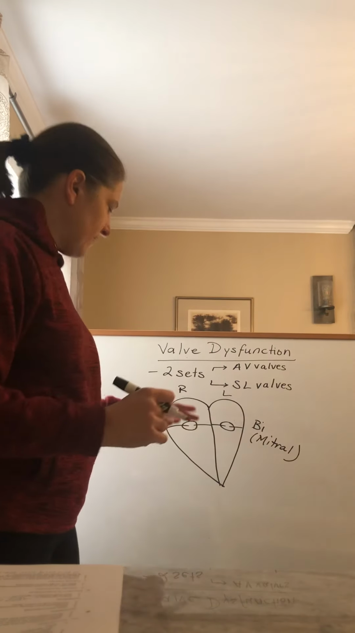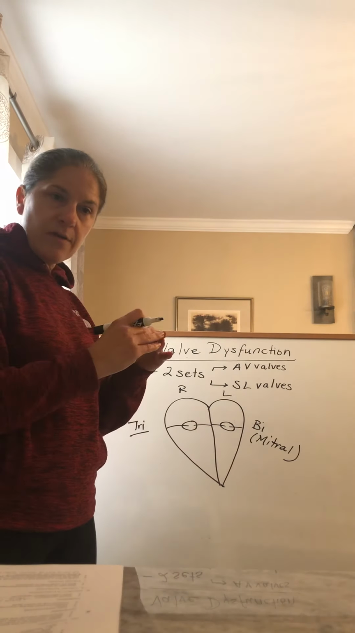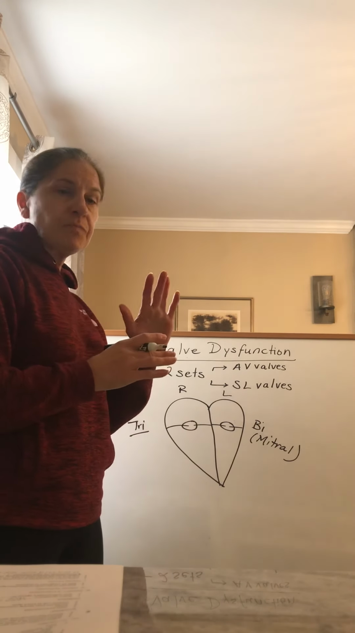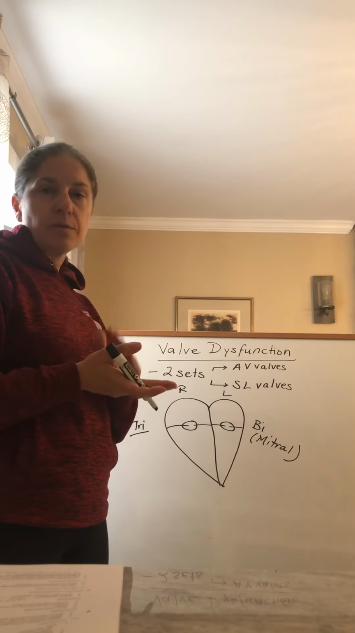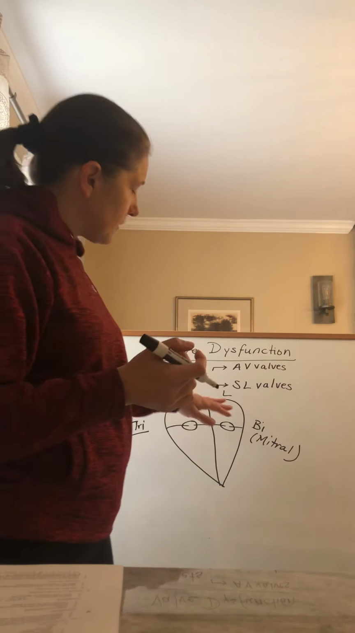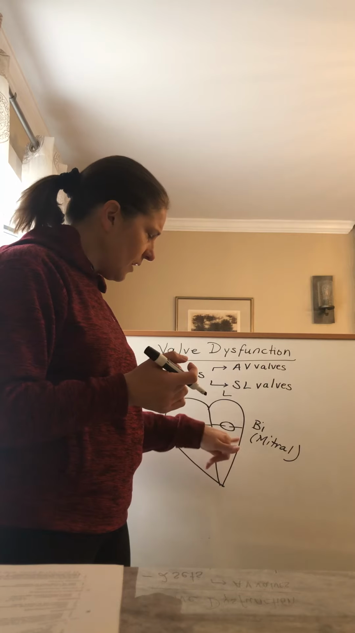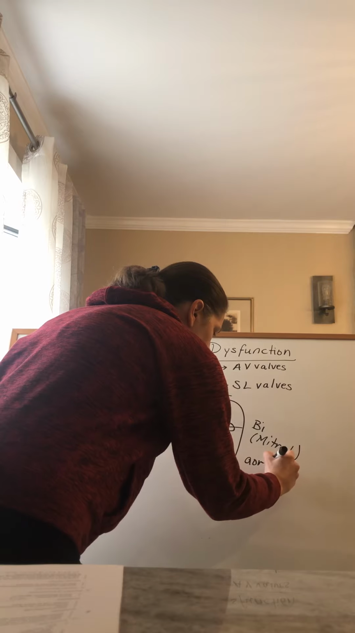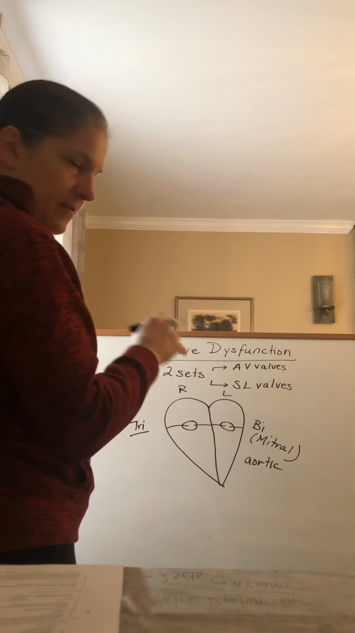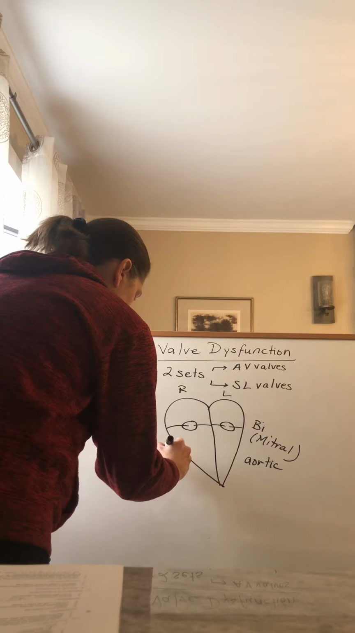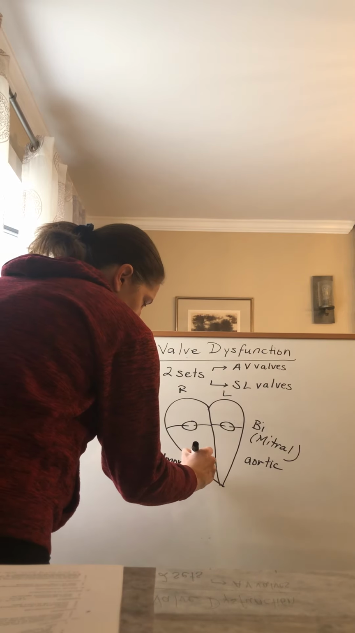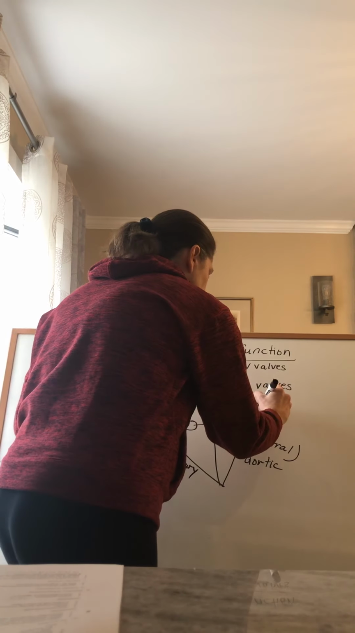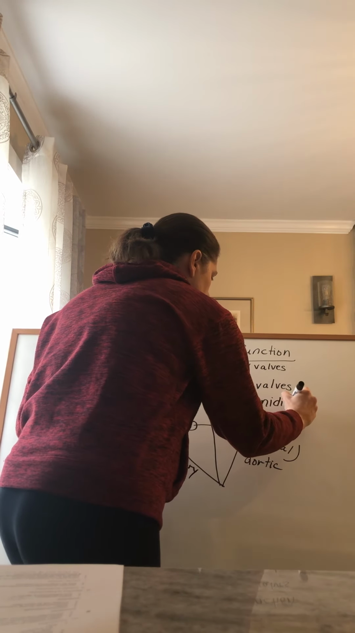And then you have valves between the ventricles and whatever artery they're servicing. So on the right-hand side, you have a semilunar valve between the right ventricle and the pulmonary trunk. That's called the pulmonary semilunar valve. And then on the left side, you would have another valve between the left ventricle and the aorta. So that would be the aortic semilunar valve. What is the point of having these sets of valves? You want to have unidirectional flow of blood.